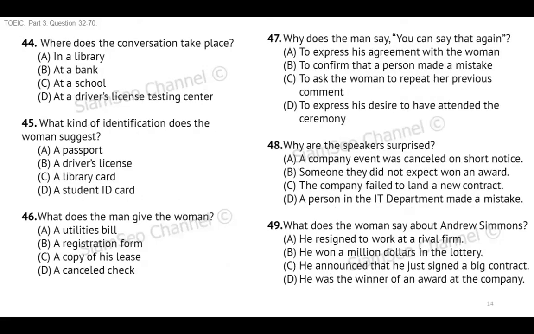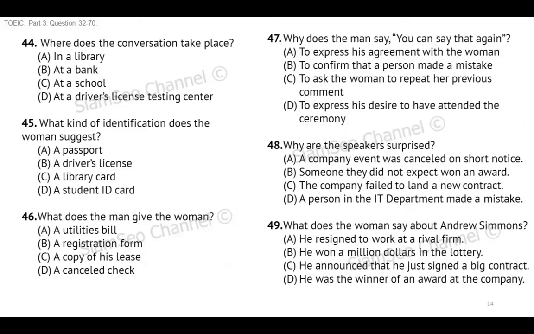Questions 44 through 46 refer to the following conversation. Good morning. What can I assist you with today, sir? I'd like to open a checking account. How can I go about doing that? It's a very simple process. First, you have to fill out this form here, and then you need to show me two forms of identification.